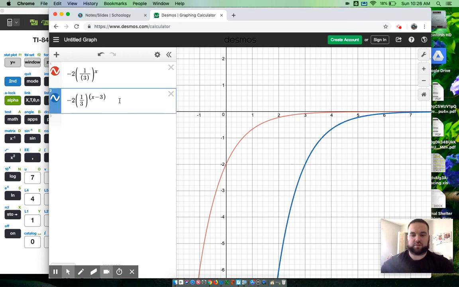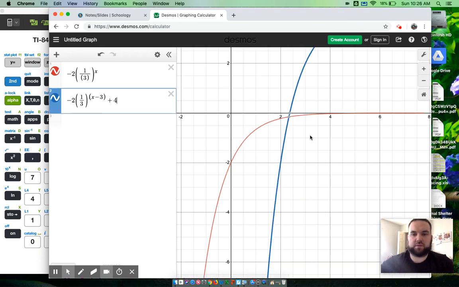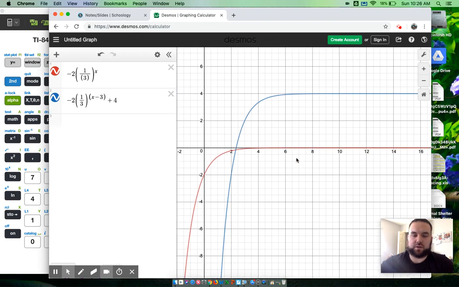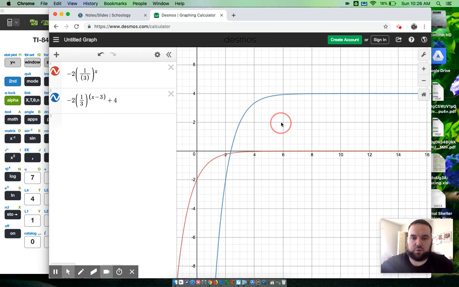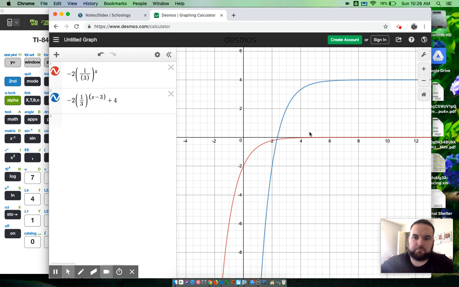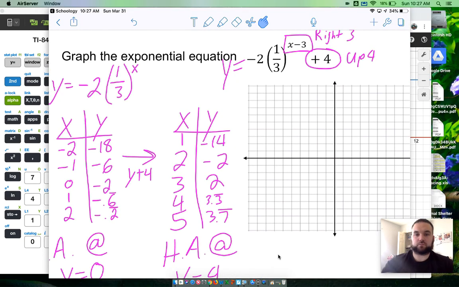But then when I put the plus 4 out here, that's where the interesting thing happens. You can see how it's the same sort of shape, but now it's flattening out to 4 instead of flattening out to 0. So it's approaching 4, but never quite reaching it. So if you have a vertical translation up or down, you have to move the asymptote with it. Otherwise, the asymptote will always be y equals 0. But for this, you do have to include that as part of it.